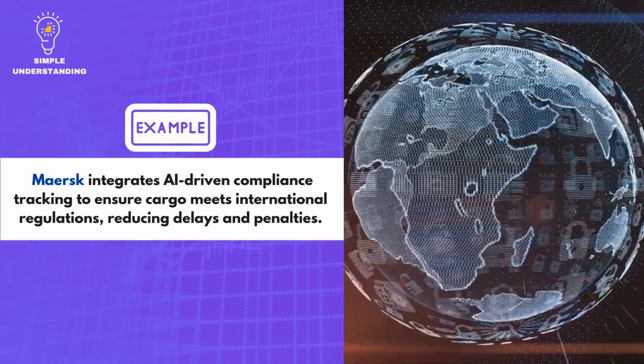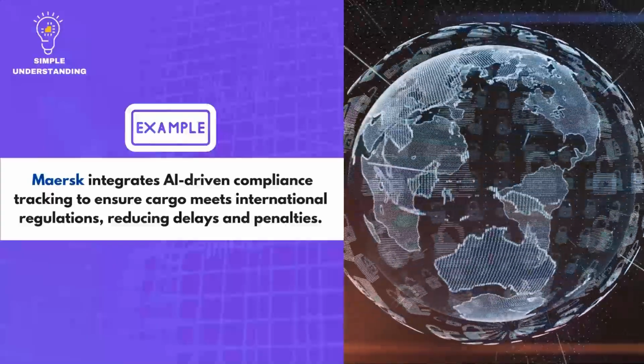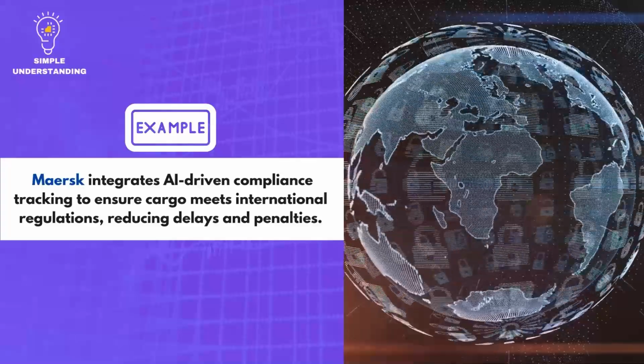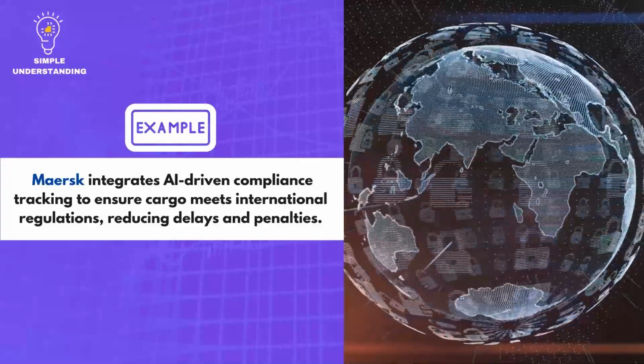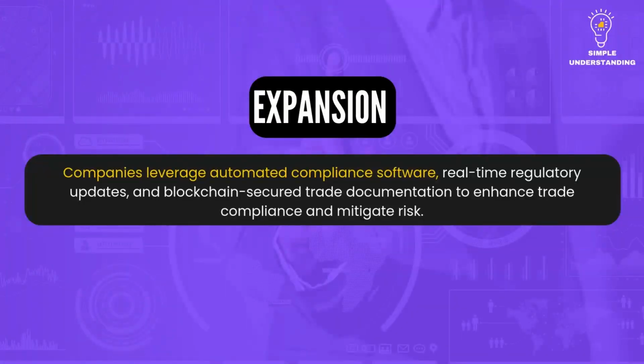Real company example: Maersk integrates AI-driven compliance tracking to ensure cargo meets international regulations, reducing delays and penalties. Expansion: companies leverage automated compliance software, real-time regulatory updates, and blockchain-secured trade documentation to enhance trade compliance and mitigate risk.